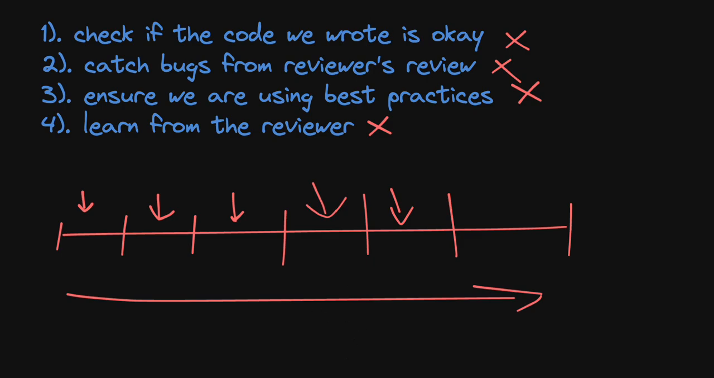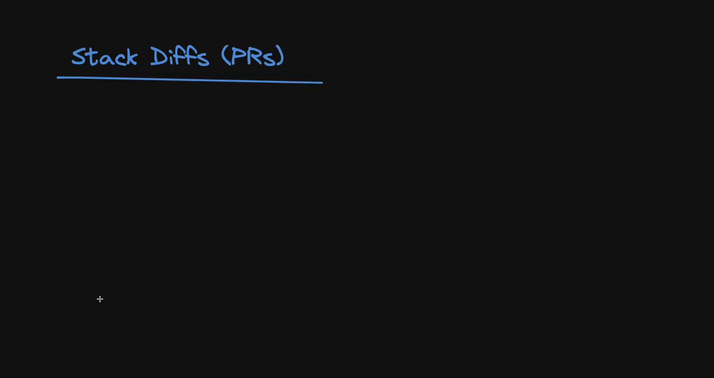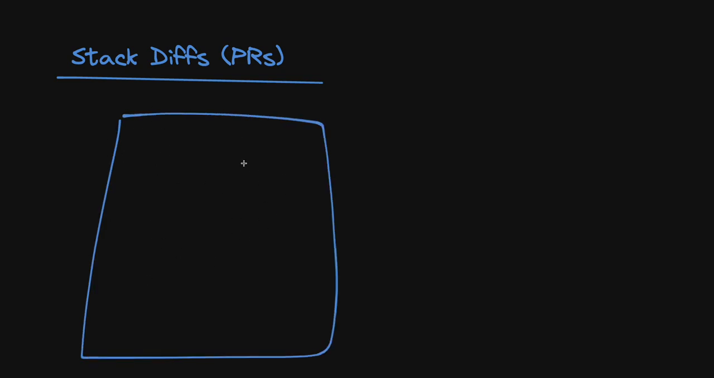Now, what we do at Meta is we have something called a way of working called stacked diffs. At Meta, we actually call PRs diffs, so from here on, I'll just refer to it as a diff. Let's say that we have some feature. This is going to be our feature, and this is all of the contents of that feature.